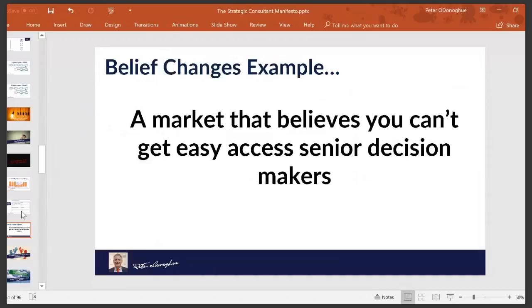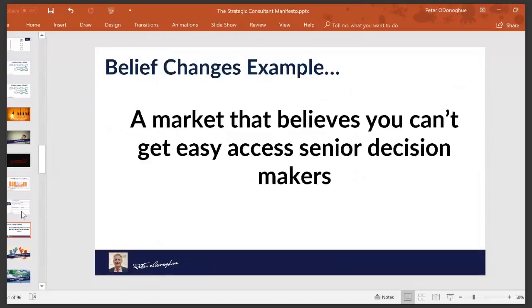And funny enough, consultants are far better equipped than most to do this. However, if you don't understand their problems and their existing positions, you're not going to do that. So here's just an example of how you could do that in a pitch.